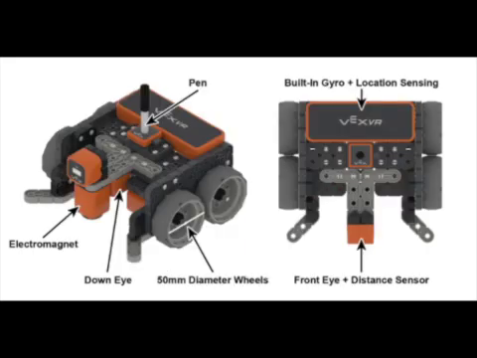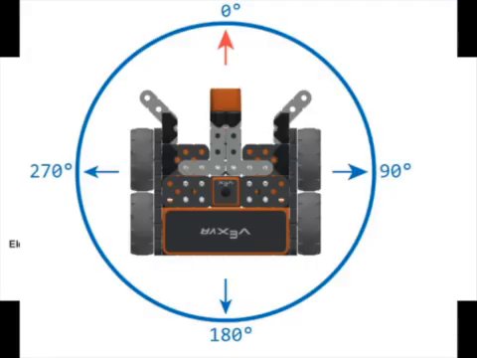It also is able to tell you how many degrees you want to turn. So if you want to turn clockwise, you're going to use positive degrees. And if you want to turn counterclockwise or left, you're going to do negative degrees, as you can see in this diagram.